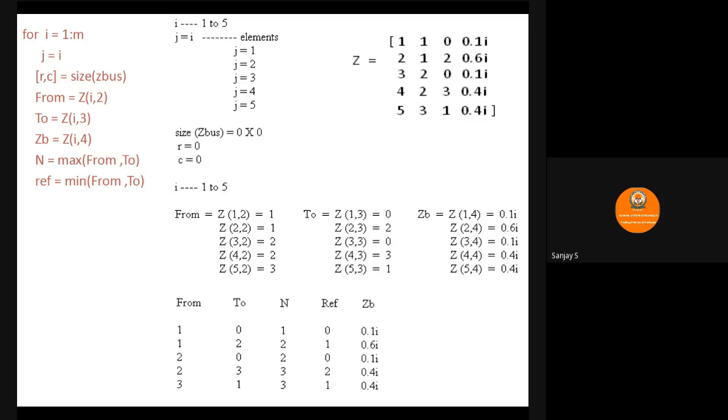2 is 3. So capital N is 3, reference value is 2. From 3 and 2 is 1 in the last row. So capital N is 3, reference value is 1 because maximum is 3, minimum is 1. And the ZB matrix is also repeated here. This is how we are going to get capital N as well as the reference value.